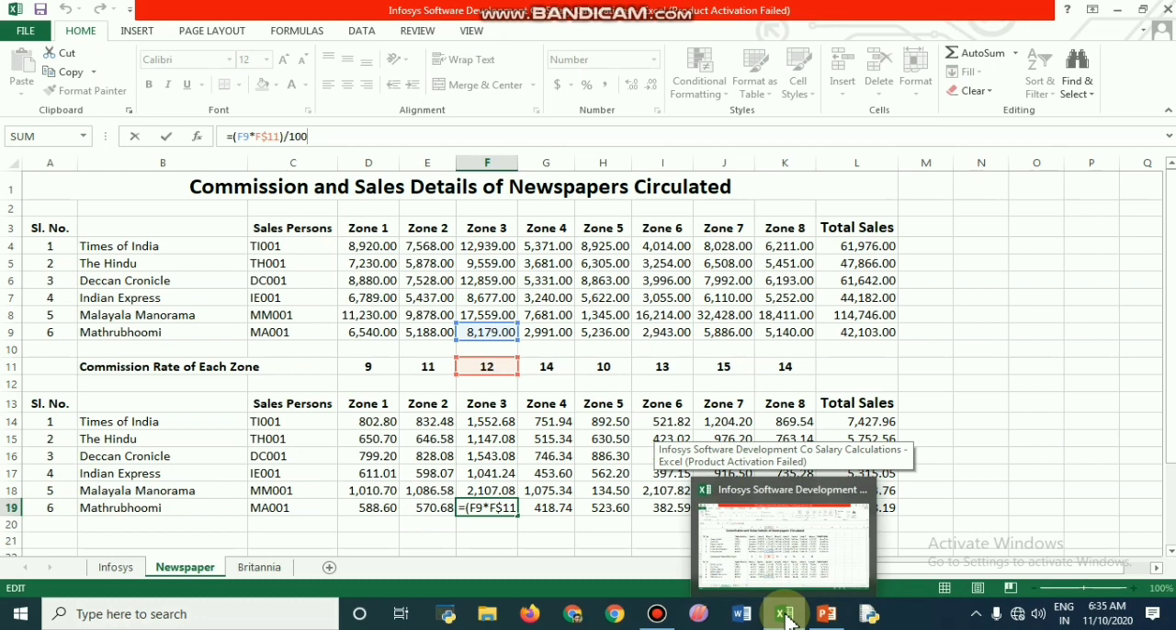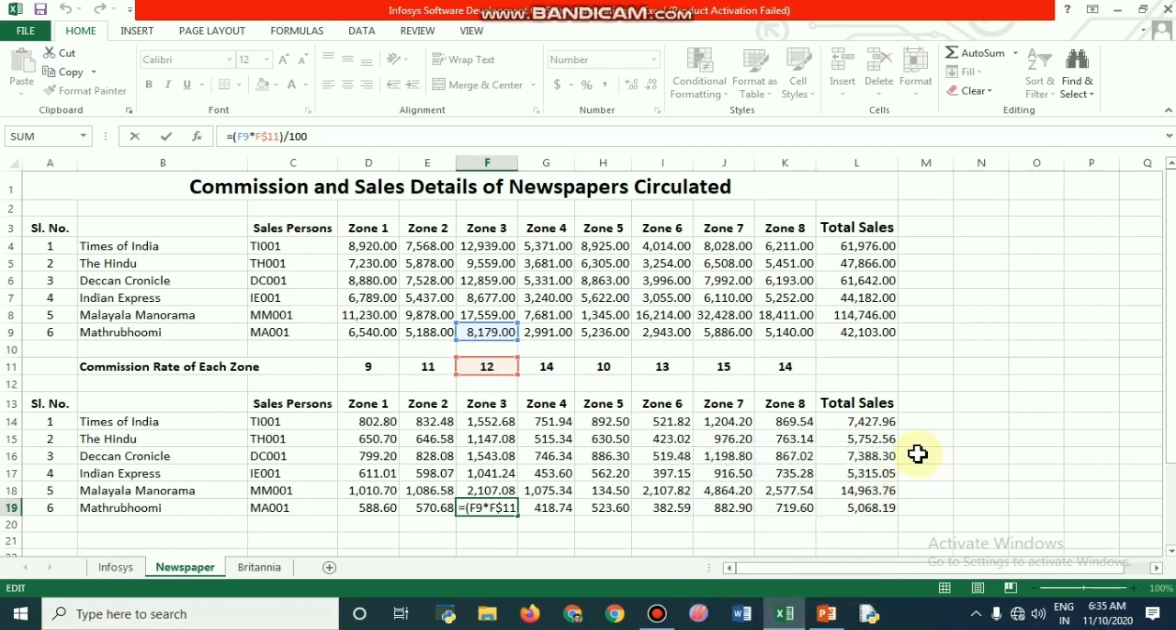Think about it once again, and when you want to put the formulas in any of the cells, and if you want to copy that formula to the left or to the down, how to do that?